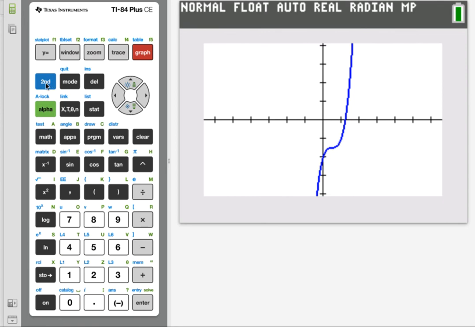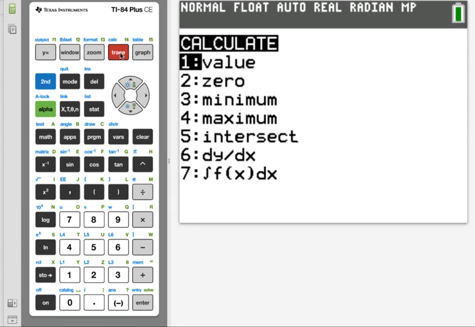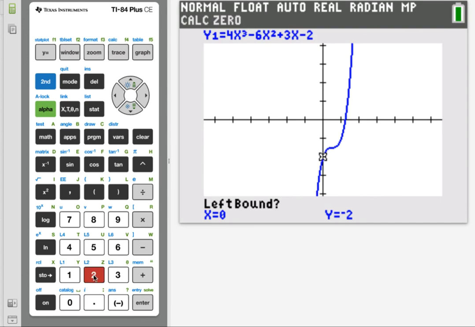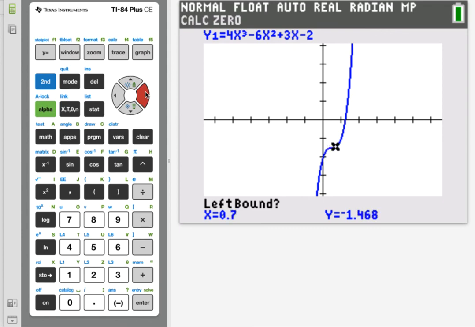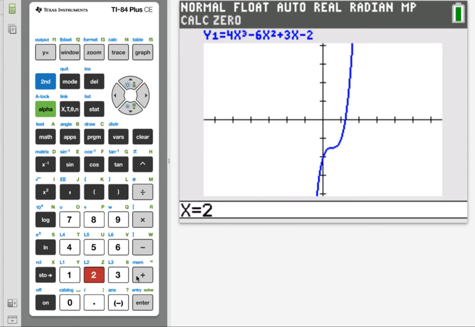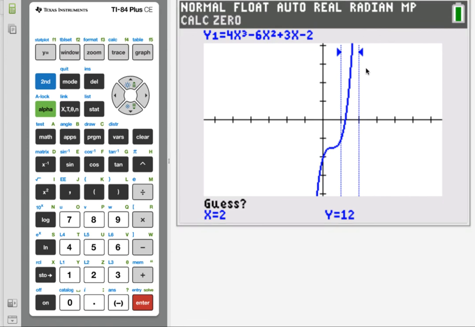So if I want to calculate a 0, I'm going to hit second, trace, and I'm going to punch number 2 to find a 0. Now, it always asks me for a left bound. So it's like finding a, right? So between a and b, I need an a value that's negative. So I'm going to move a little bit closer. So I'm picking, let's pick x equals 1. Let's call that our left bound. I'm going to hit enter. Now it wants a right bound. So I could trace until I'm to the right of the 0. Just for fun, let's go ahead and punch 2. And hit enter, and there's my right bound. It's up here somewhere. So I have told the calculator somewhere between 1 and 2 is my 0.